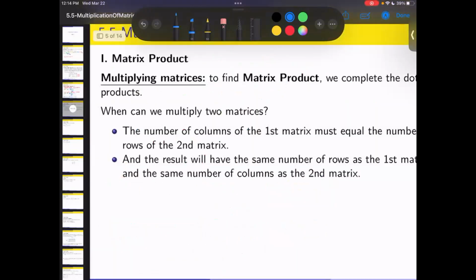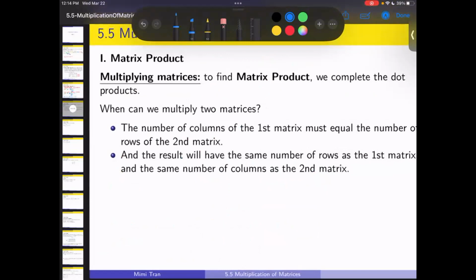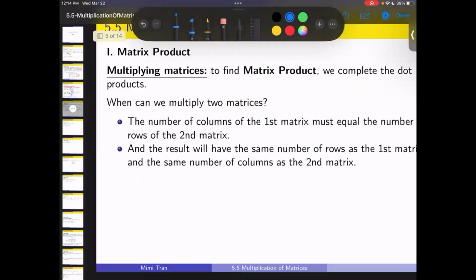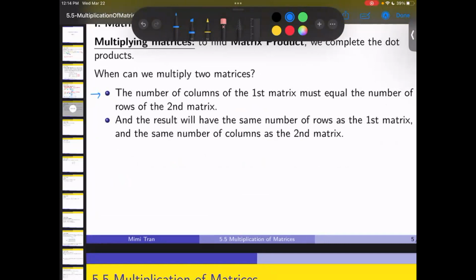Now multiplying matrices is a more important thing. To find a matrix product, we compute the dot products. Instead of doing a dot product once, you're going to do it multiple times when you multiply two matrices. When can I multiply two matrices? There's a rule. First, the number of columns of the first matrix must equal the number of rows of the second matrix. What I mean is the inner dimensions are the same.